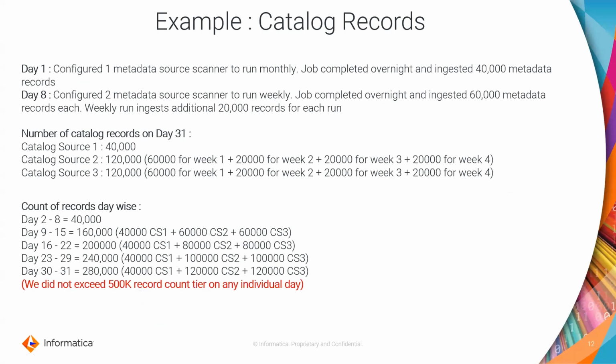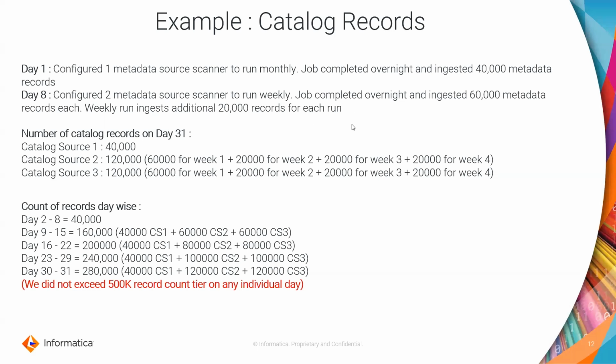Now, since we have covered the basics, it's time to get to the examples of each category of the meter type. Let's start with the catalog records. So here we can see the governance administrator configured one metadata scanner source to run monthly, and the job completed overnight and ingested 40,000 metadata records. Next, configured two metadata sources to run weekly. The job completed overnight and brought 60,000 metadata records each. Each weekly run ingests an additional 20,000 records.